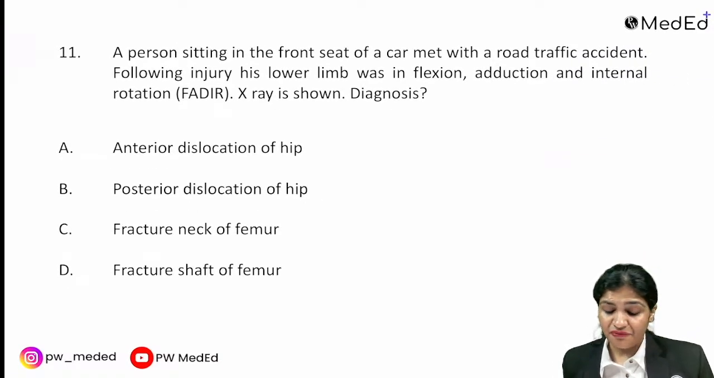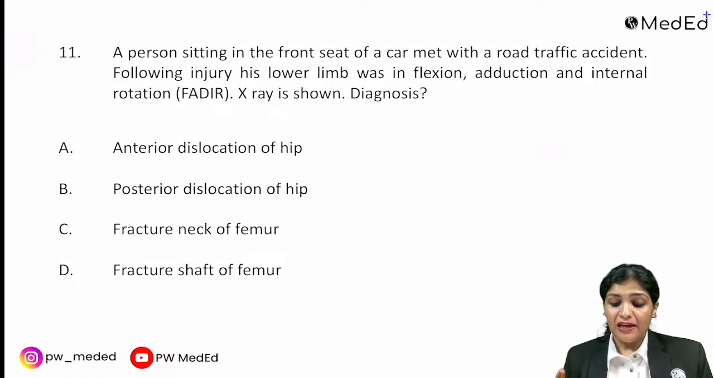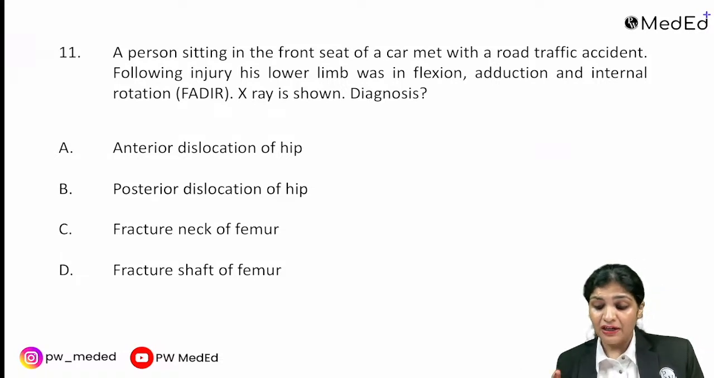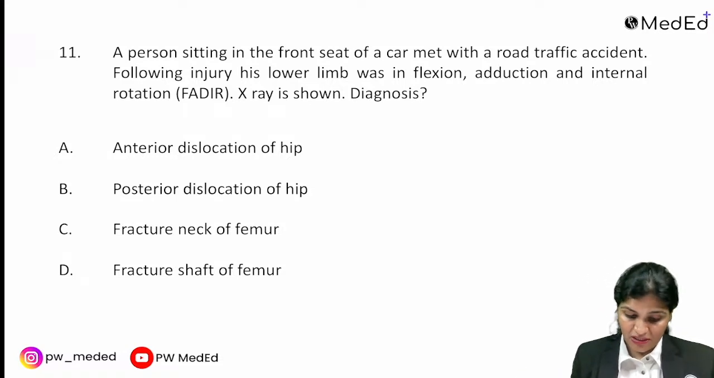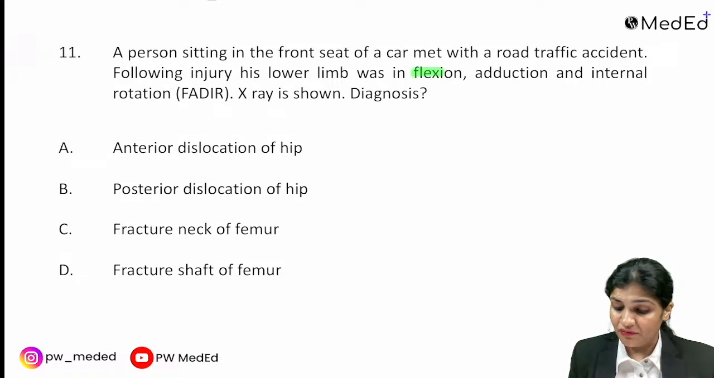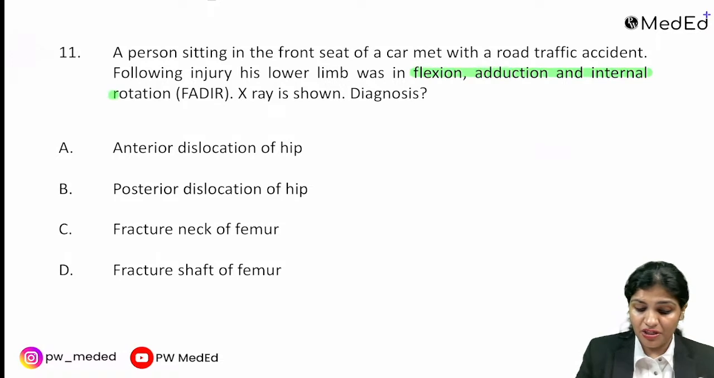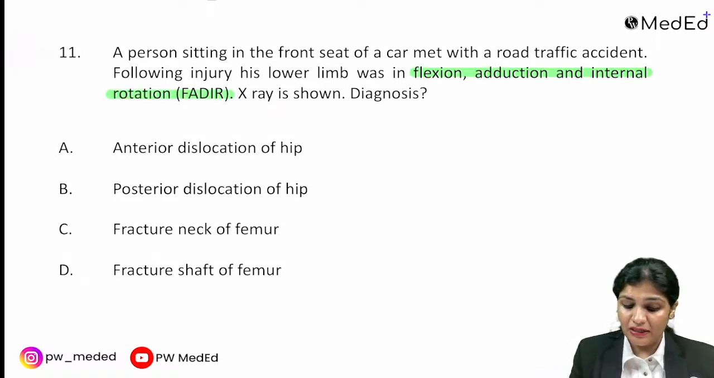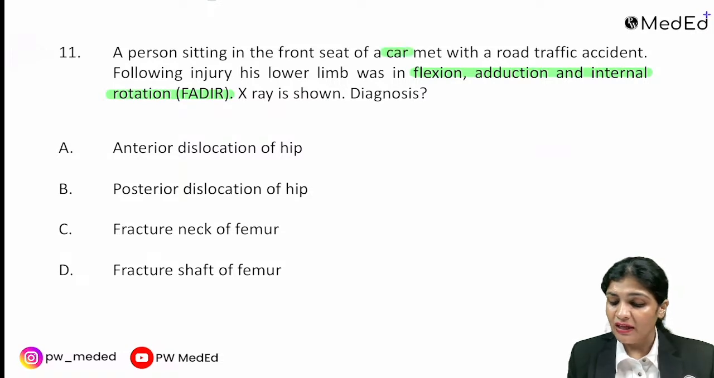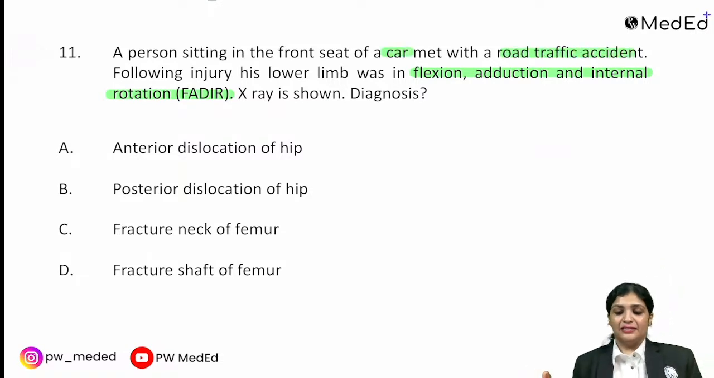The person sitting in the front seat of the car met with a road traffic accident. Following his injury, his lower limb was in flexion, adduction and internal rotation. So what is the diagnosis? Whenever you see something like this, without even the x-ray, flexion, adduction and internal rotation, that is a clue. And we already told you that a patient sitting in the car is a high-velocity situation and met with a road traffic accident, right?